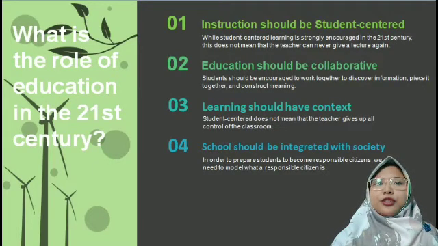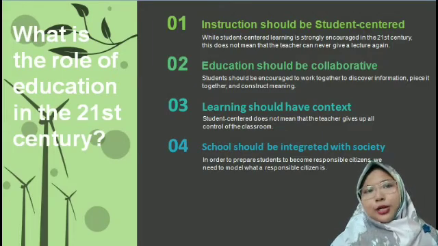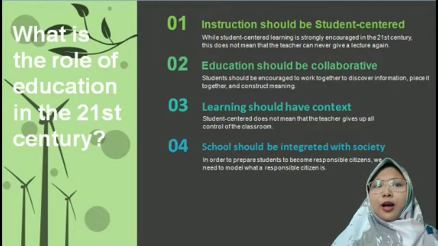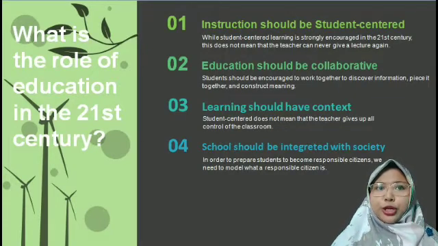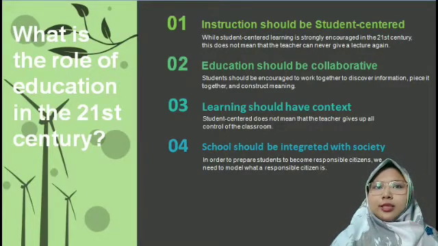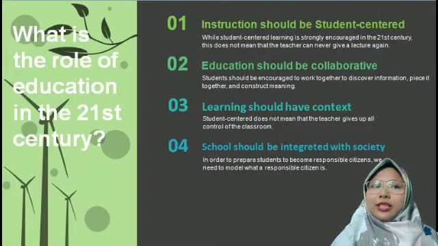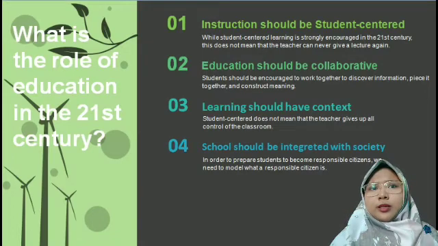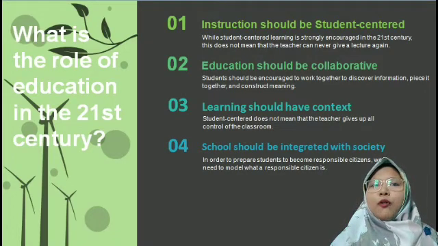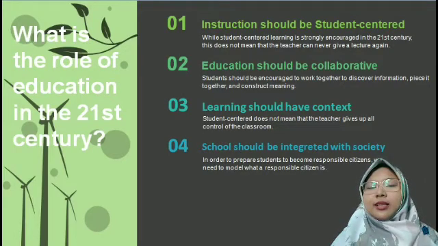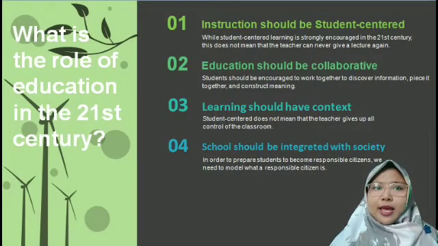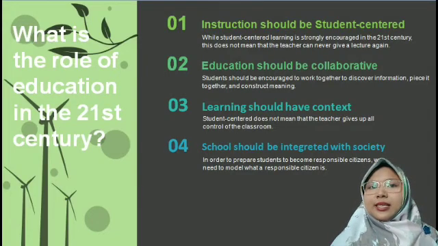The third is learning should have context. Student-centered does not mean that the teacher gives up all control of the classroom. Well, students are encouraged to learn in different ways. The teacher still provides guidance as to the skills that need to be acquired. The teacher can make a point of helping students to understand how the skill they are building can be applied in their lives. And then students will be much more motivated to learn something that they can see the value in.